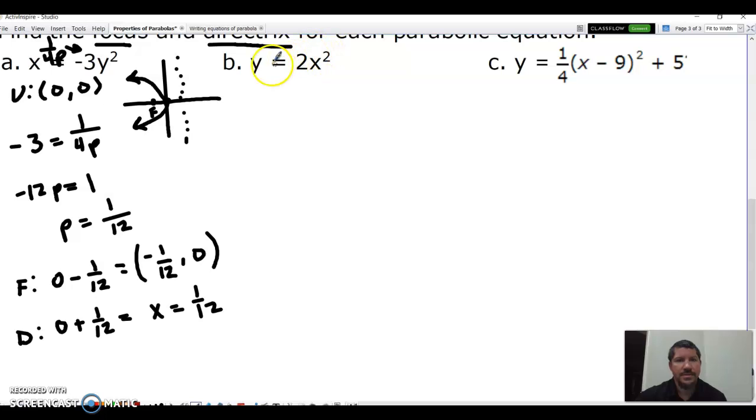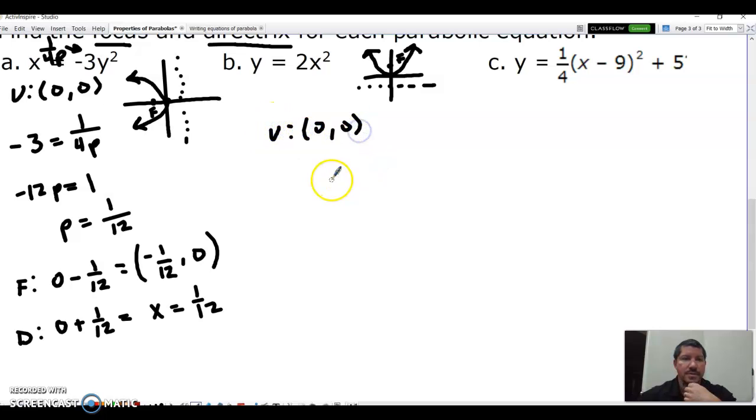Okay, so this one's a little different. So y equals, with a positive 1 over 4p, is opening up. So my focus is here, my directrix runs here like this. The vertex is at 0, 0. Now 2 is equal to 1 over 4p. Do the math, that's 8p. So p is equal to 1 over 8, right?